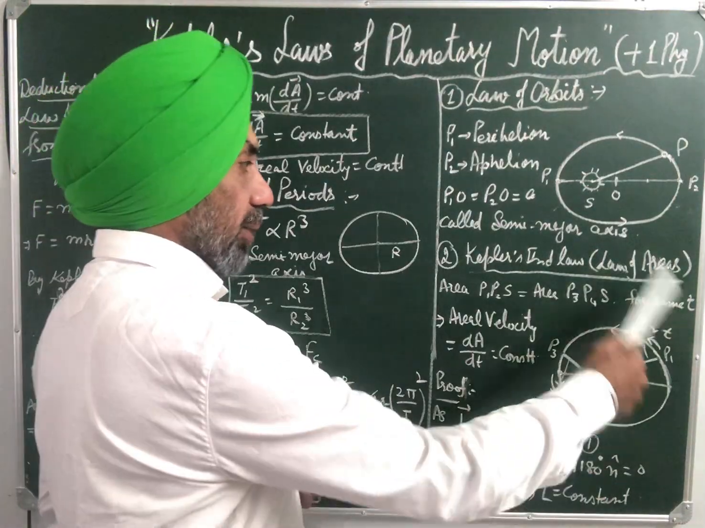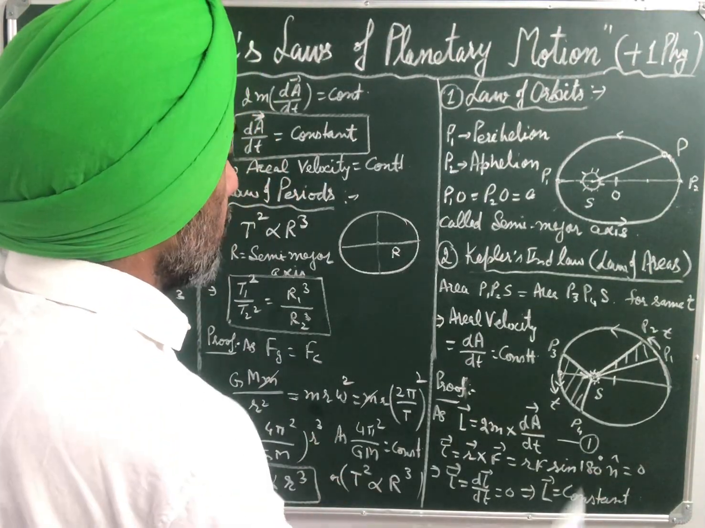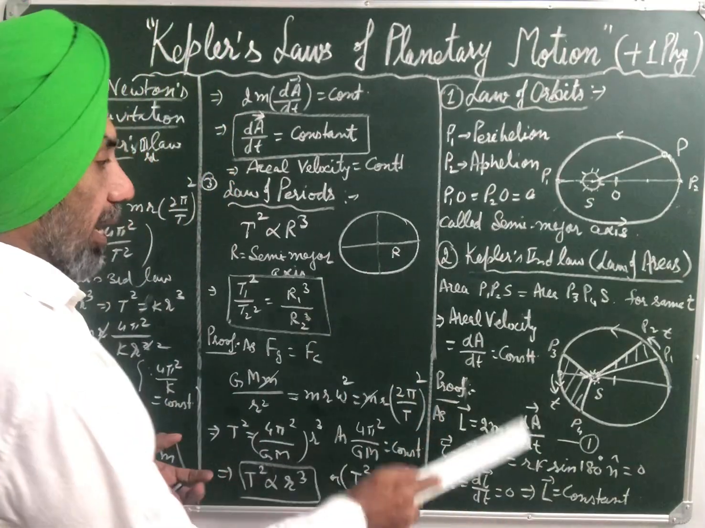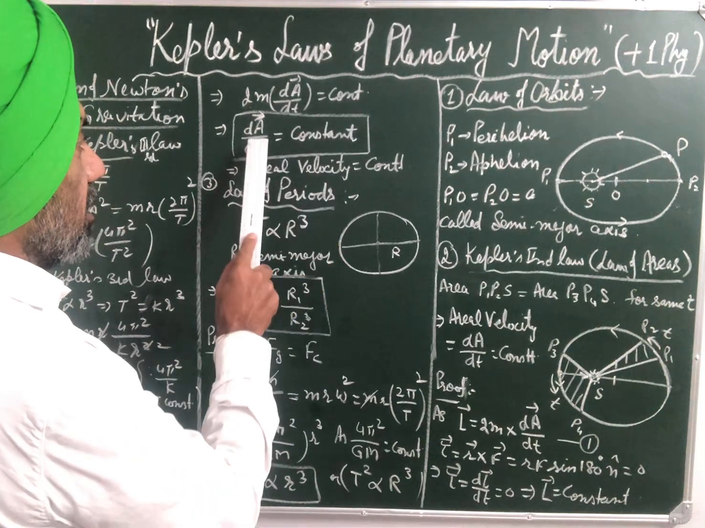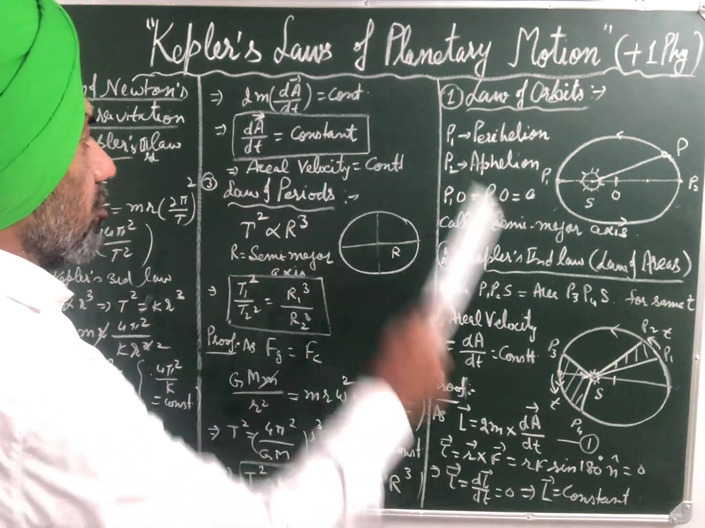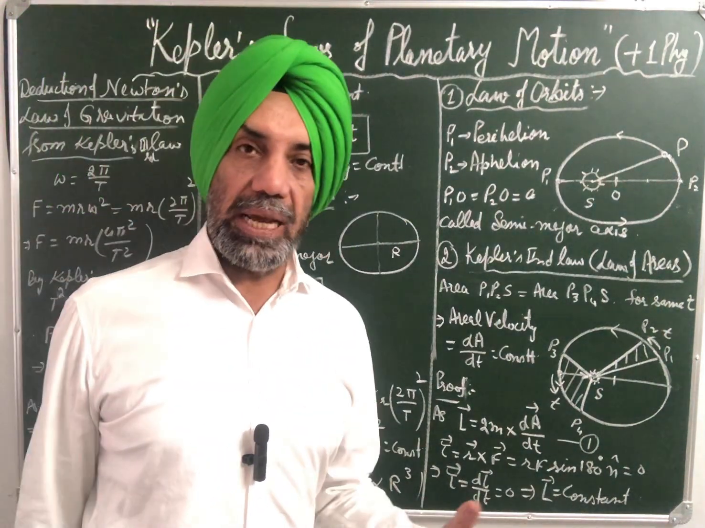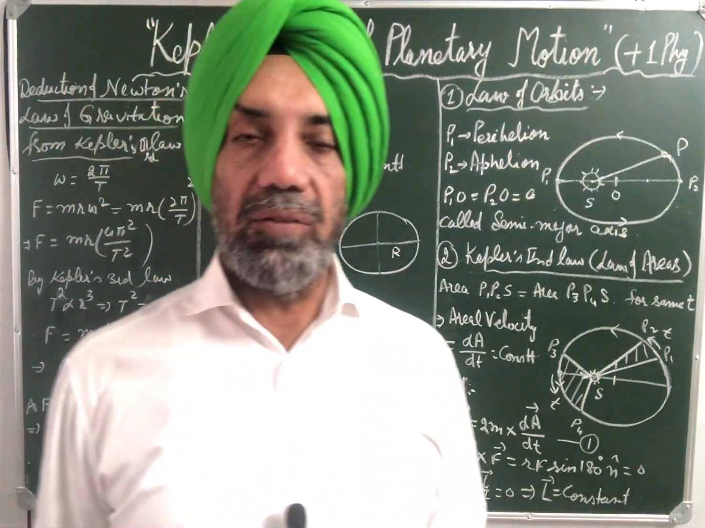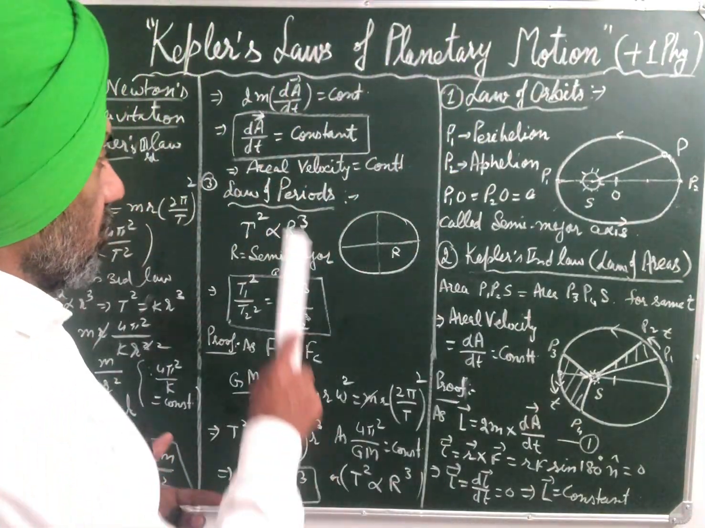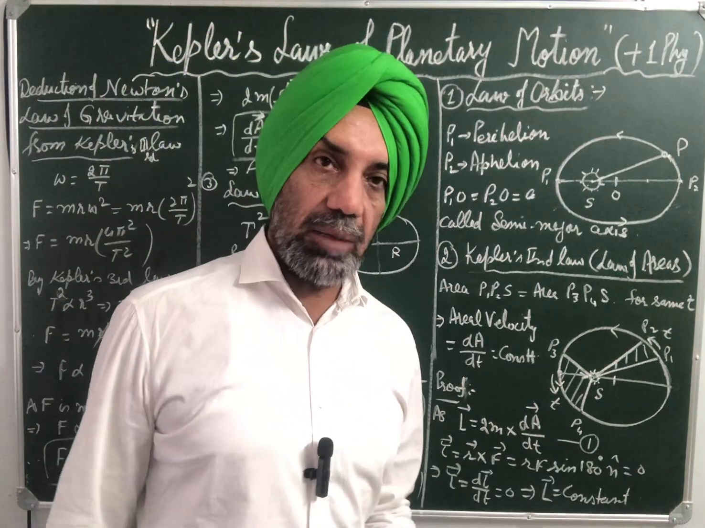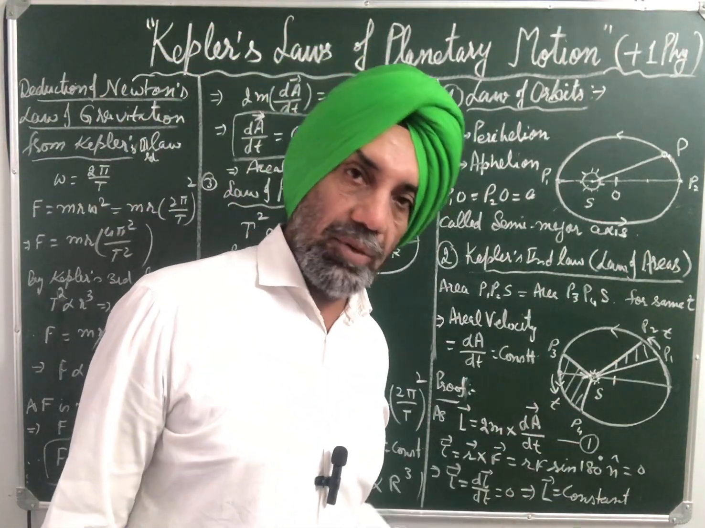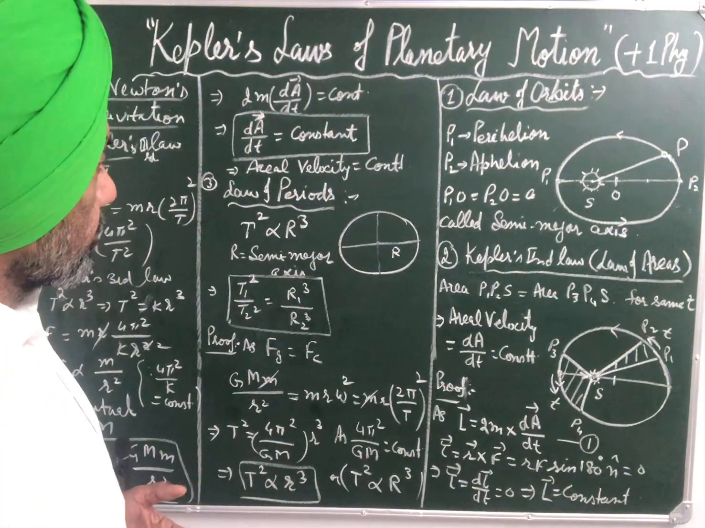Angular momentum of the planet remains constant. So therefore, if L is constant, 2m dA/dt is equal to constant. This implies dA/dt is equal to constant. So this implies areal velocity is always constant, which is the derivation of Kepler's second law of planetary motion using the concept of angular momentum.